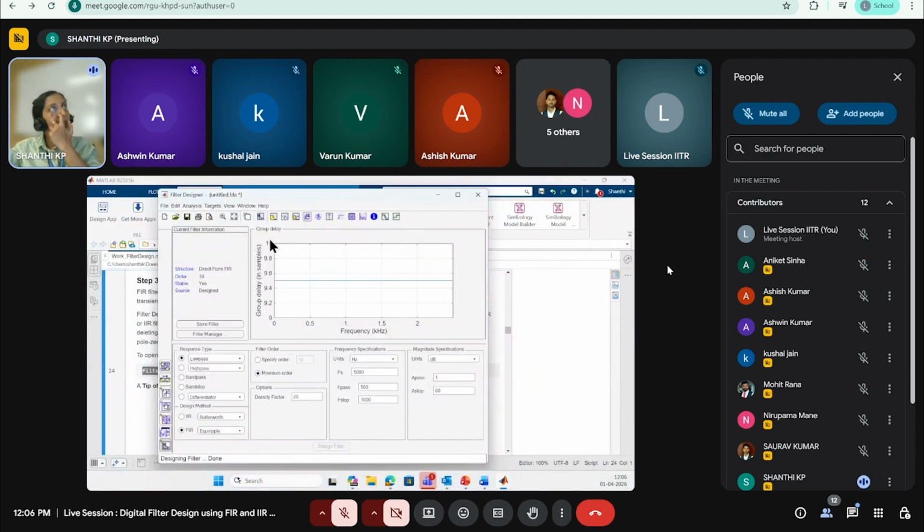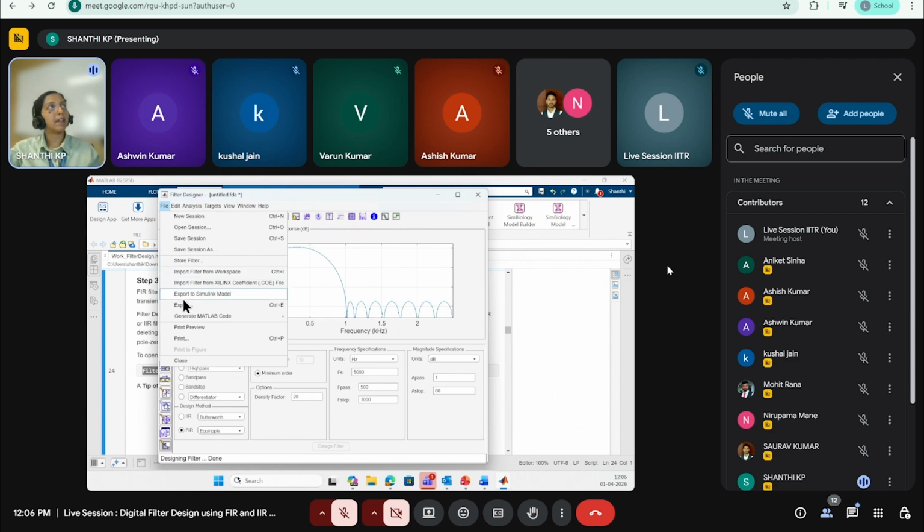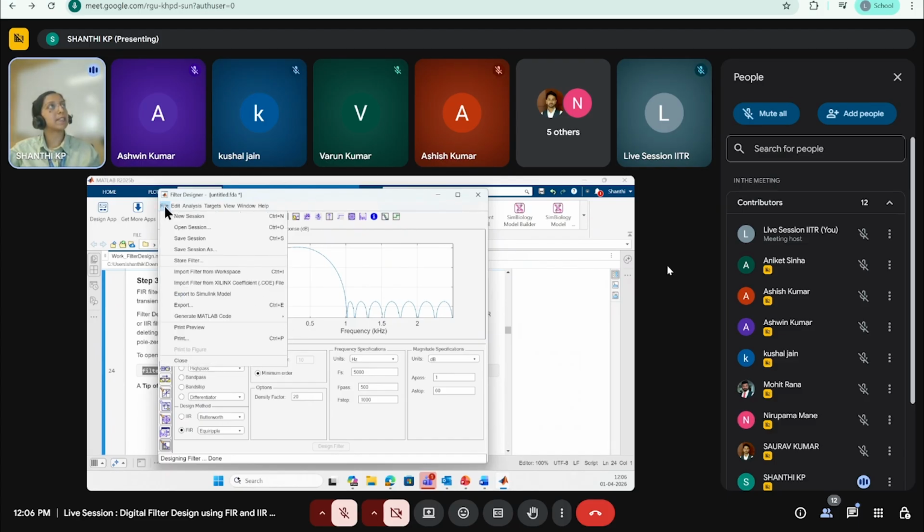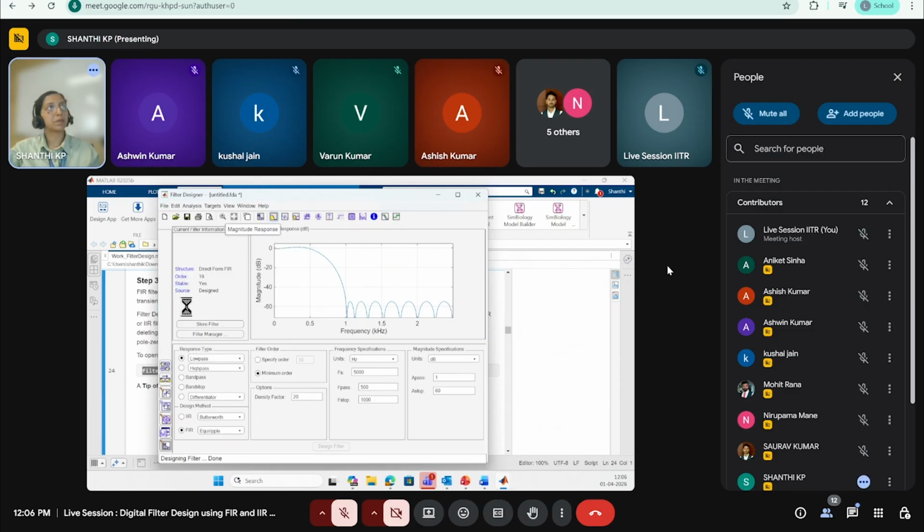So now once we are happy with our design of the filter, we can export this filter so that we can use it later, and we can see the denoised signal with the application of this filter which we designed. So for exporting the filter, go to the files section, click on file and click on export. I'll repeat, to export this filter that we designed now, go to the files section. In the drop down, click on export.